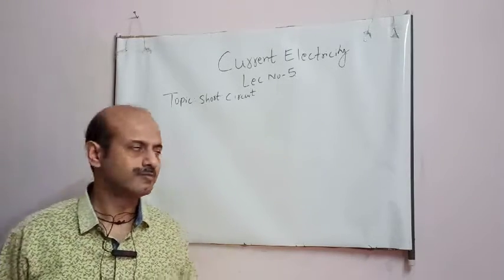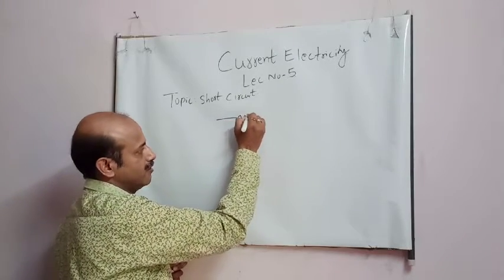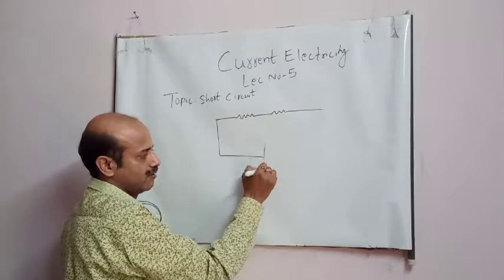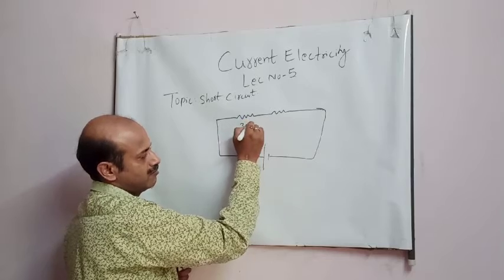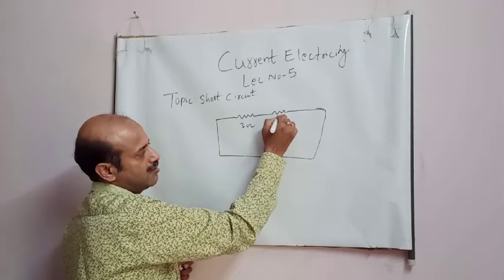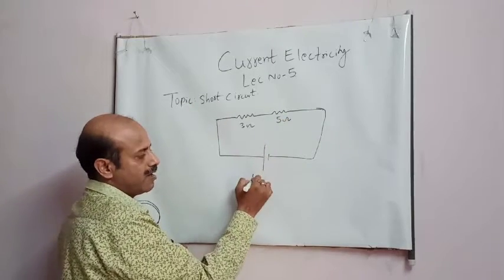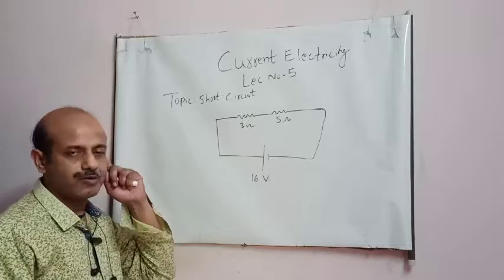Now suppose I have an electrical circuit like this. This battery is connected. Say this is a resistance of 3 ohm and this is a resistance of 5 ohm. This is a battery of 6 volt.